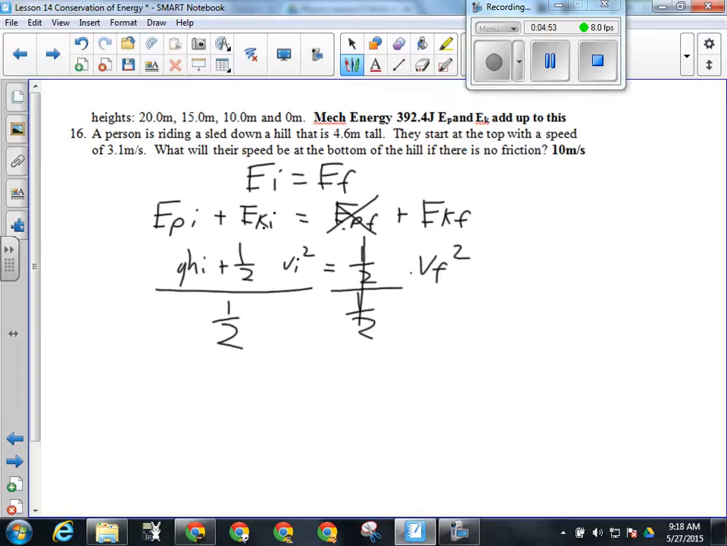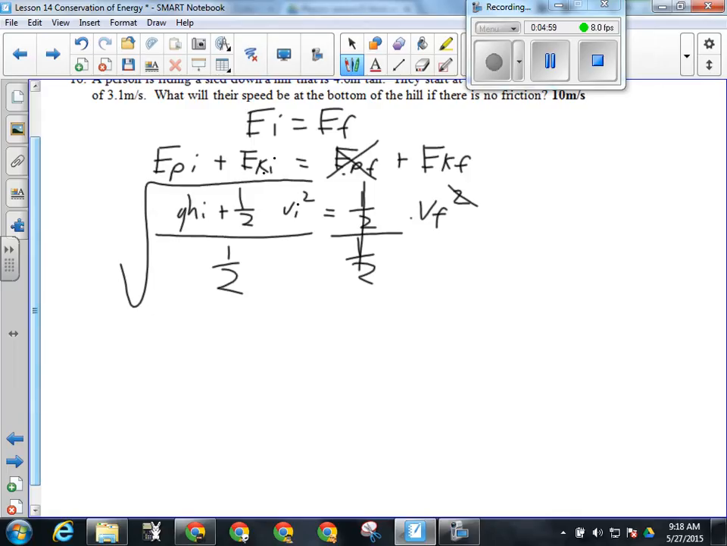All right, then what do I have to do? I got a square root. All right, so now I can plug in my numbers and solve. So I've got 9.81 times 4.6 plus 1/2 times 3.1 squared.